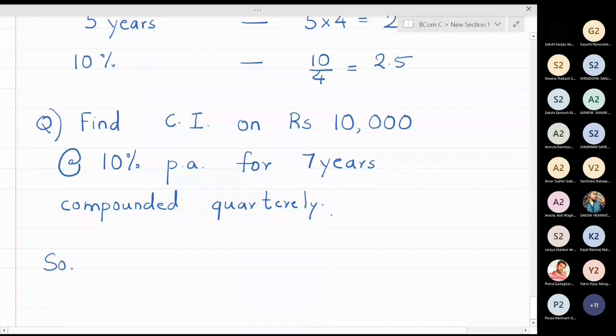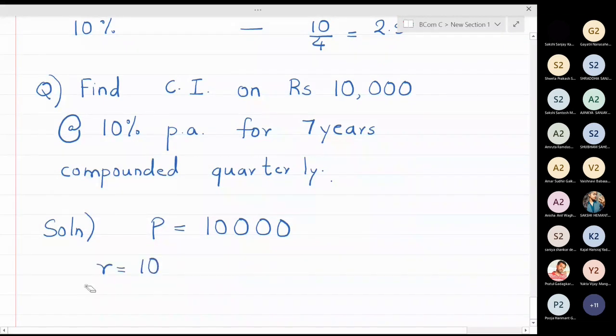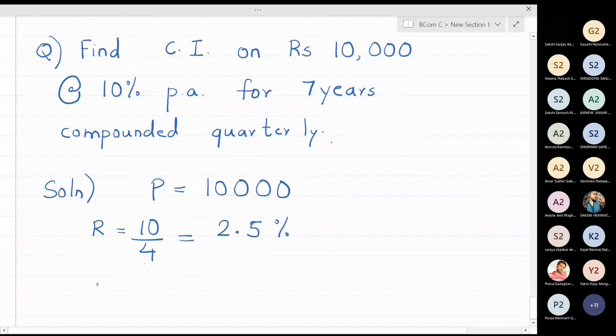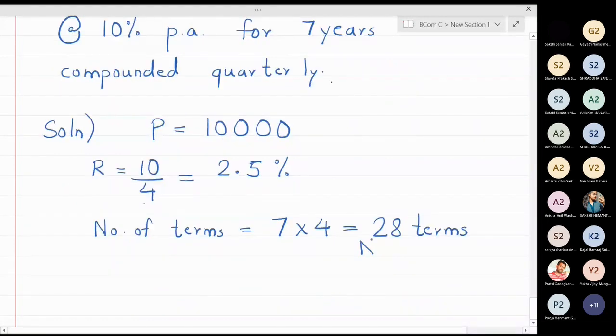The principal that is given to us is 10,000. The rate is 10%, but because it is compounded quarterly, I'm going to divide it by 4 and I will get 2.5%. Because it is compounded quarterly, you have to divide by 4. And the number of terms, how many terms are there? For number of terms, you have to multiply by 4, because 1 year has 4 terms. So 7 years will have 28 terms. These values we will use in the problem and find the compound interest.